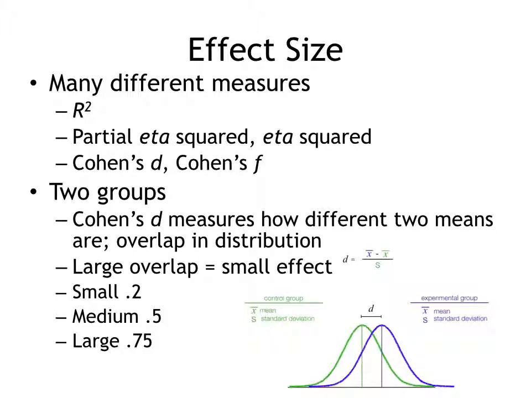Now, when you're looking at effect sizes, here are some things to look for when the researcher says they found an effect size. There's different measures. There's R-squared, which deals with relationships and the effects that each variable has on another. You will see words like partial eta squared or eta squared, Cohen's d, Cohen's f.